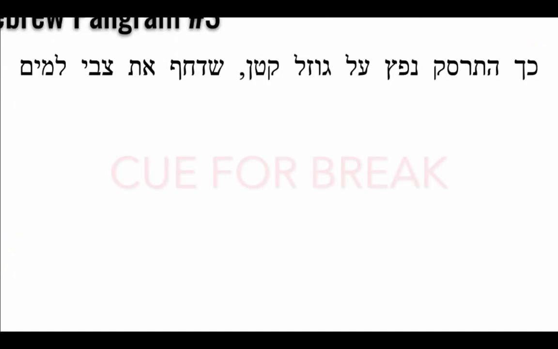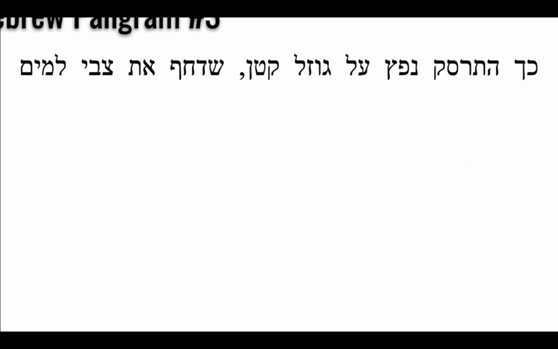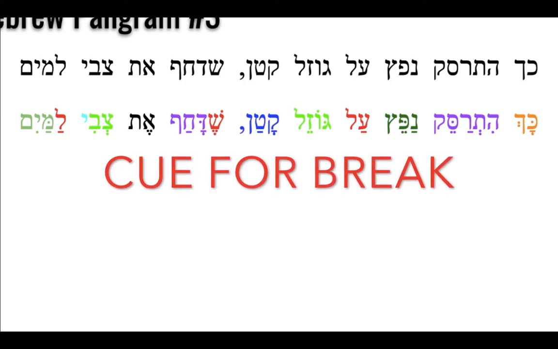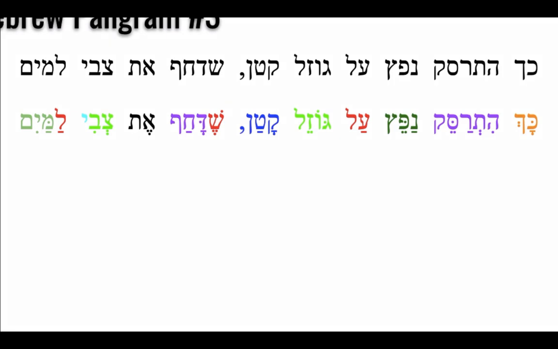And then we have pangram number 3. So pause to practice, and then unpause when you're ready. Now that you've unpaused, let's see how you do with the Nikkud. Pause to practice, and then unpause to see how you did. Now that you've unpaused, let's see how you did.